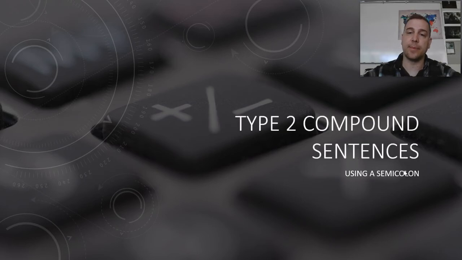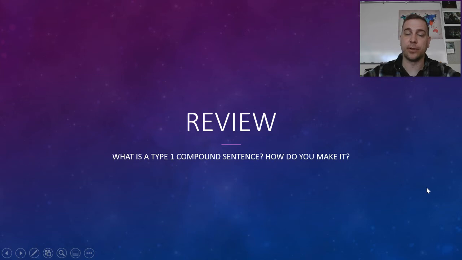The second type of compound sentence, using a semicolon. And so, review. What was the first type of compound sentence? How do you make it? Can you answer that question off the top of your head? If not, you may want to go back and review and do the assignment. If you just watched the video through and didn't do the assignment, you may want to review that now. But the answer is the first way to compound a sentence is using a comma and a coordinating conjunction, also known as a FANBOY.